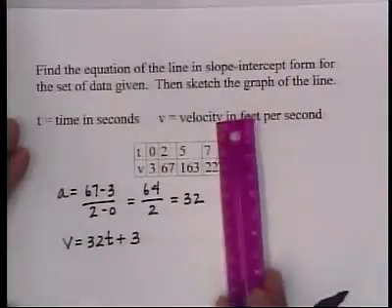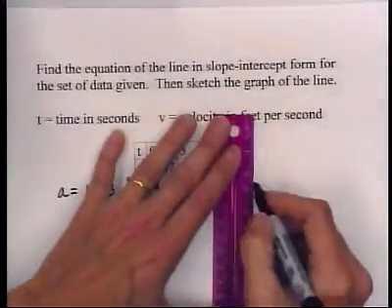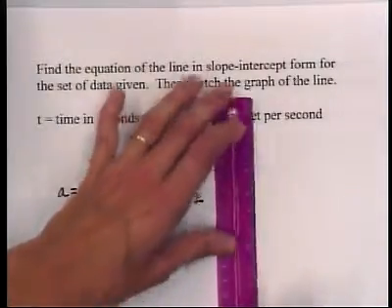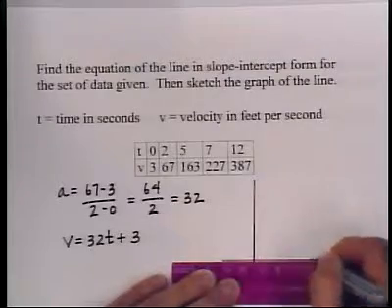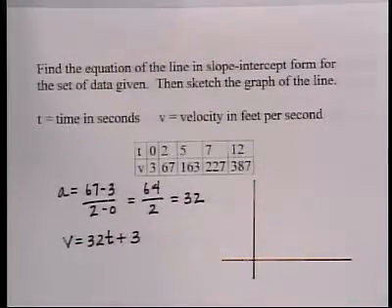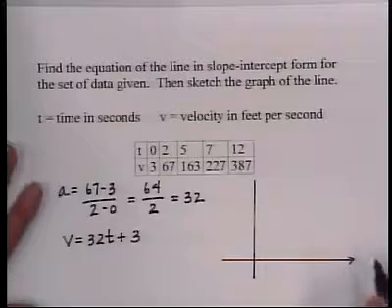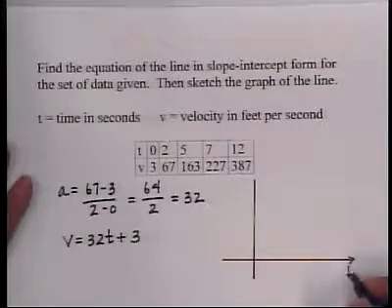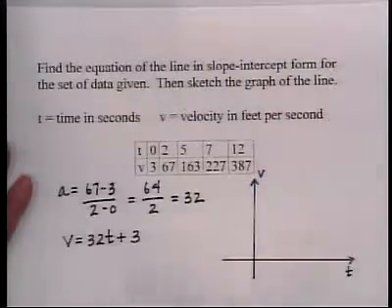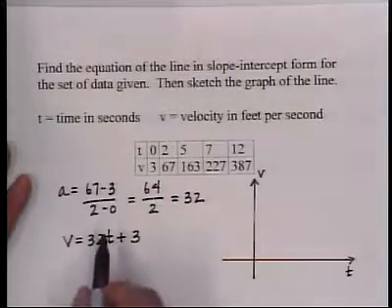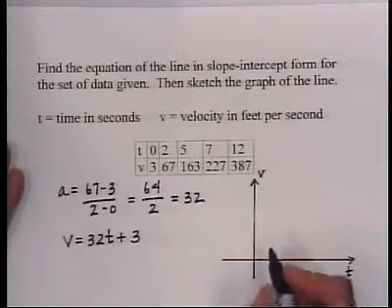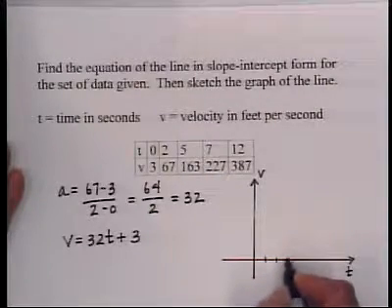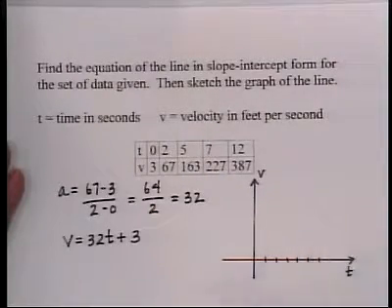So let me draw a coordinate system. And then I can draw my graph. I'm going to label my axes t and v, because those are the variables used in the table. And I can see that the times in my table are things like 0, 2, 5, 7, so I can use tick marks representing 1 unit each in the t direction.